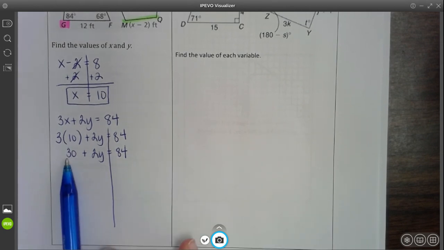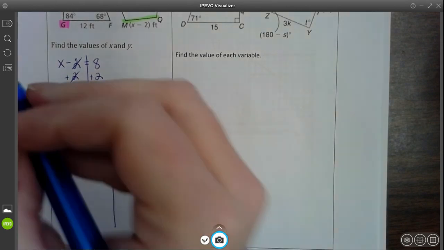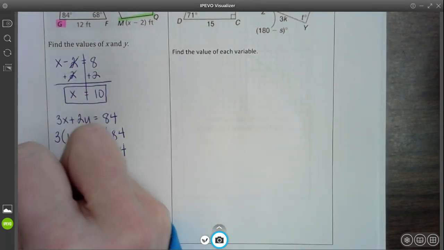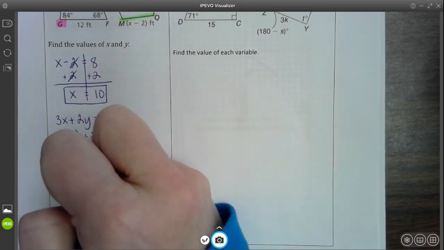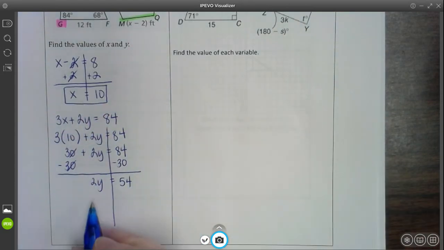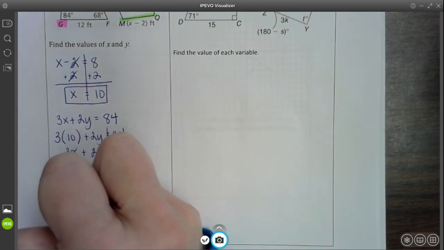So the first thing to do is always add or subtract the number that's all by itself. So minus the 30 here and here, and I will have 2y equals 54. And then to solve for y, I'm going to divide by 2.